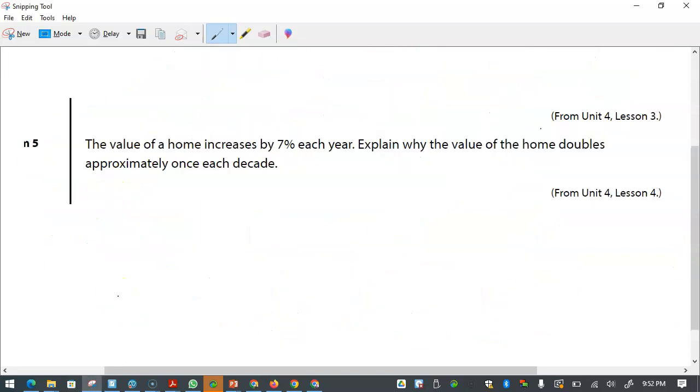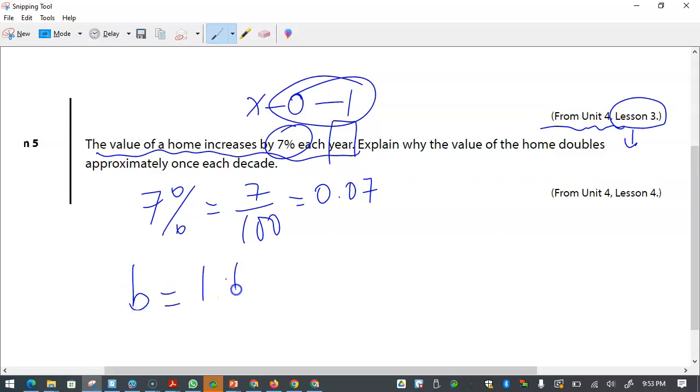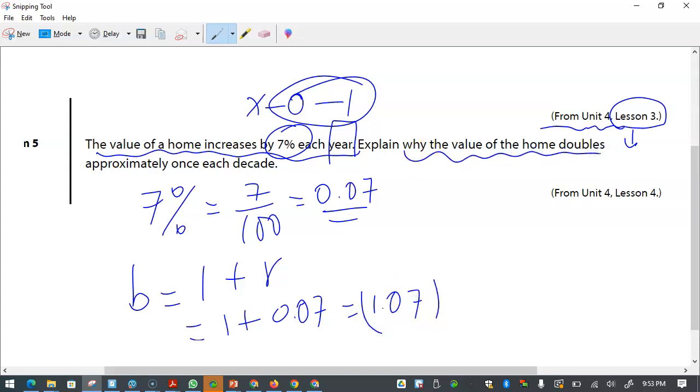So in case you missed unit 4 lesson 3 and got confused, these are little practice problems. Again, they say every year the value of the home increases, which means x increases from 0 to 1, and by how much? 7%. Now what is 7%? It is 7 divided by 100, which is 0.07. That means the growth factor becomes 1 plus the percent increase, which is 1 plus 0.07, or 1.07. And then the question is, it doubles every decade.